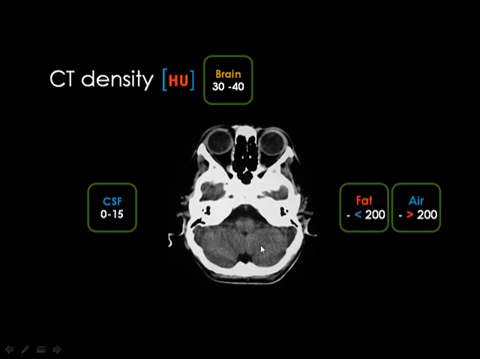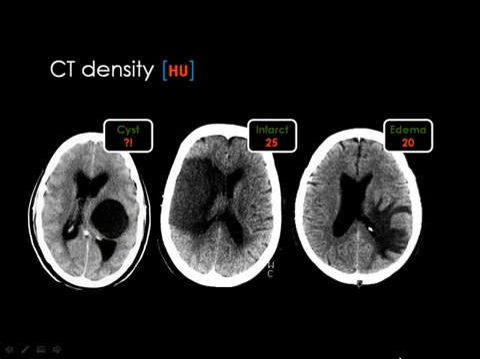The normal density of the brain parenchyma measures about 30 to 40 Hounsfield units. Then anything below 30 will appear black, and anything above 40 will appear bright. And the CSF measures from 0 to 15, so it will appear black compared to the brain tissue. The fat in the orbit will appear black, and the air in the paranasal sinuses will appear black.